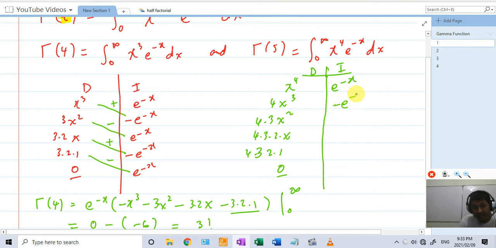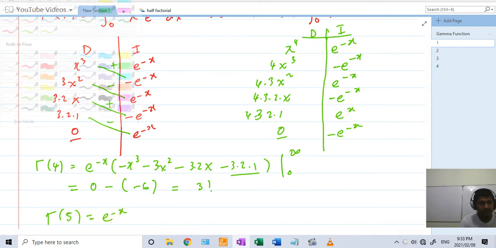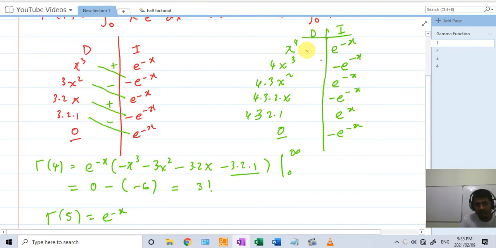So we have negative e to the power negative x, e to the power negative x, negative e to the power negative x, e to the power negative x, negative e to the power negative x. And if you had to go and find gamma 5, similarly we will get e to the power negative x, as you can see here. This times this times this times this times that. Alright, so plus minus plus minus plus. Let's see, if I take out e to the power negative x as a common factor, all my terms are negative, right? Perfect. So what I have here is e to the power negative x.